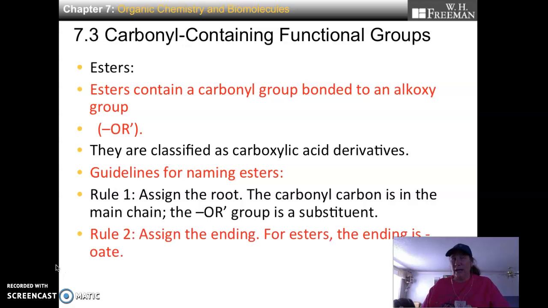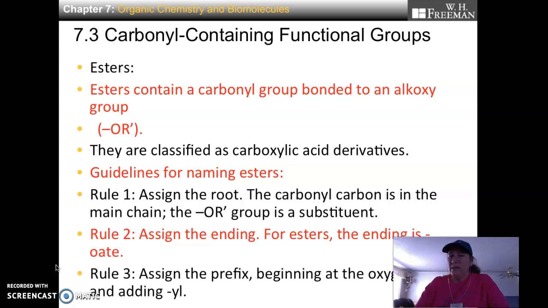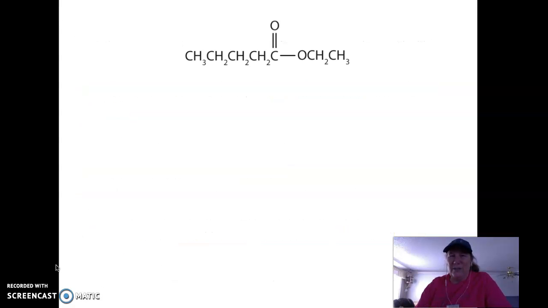And it gets an -oate ending. So like if it was 7, instead of heptane, it would be heptanoate. This is the one with the double bond O. And then you got the other side of it, you got to do as a substituent group. And again, it's easier if I just show you.